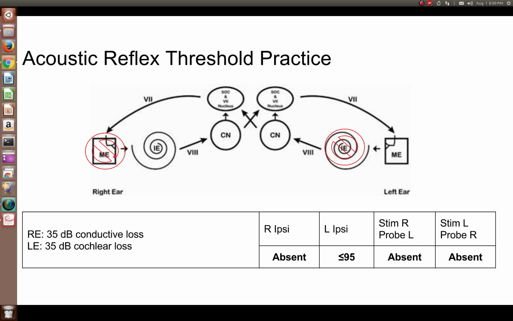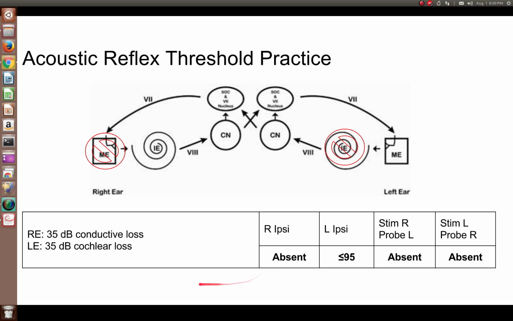So let's start with the right ear. It looks like we've got a conductive loss in the right middle ear. So that means anything we measure where the probe is in the right ear is absent. Right ipsi, of course the probe's in the right ear. The stimulus and probe are in the right ear. And what about over here, left contra? Our probe is in the right ear. They're both going to be absent because of that right conductive loss.